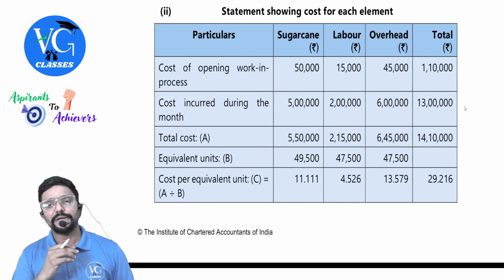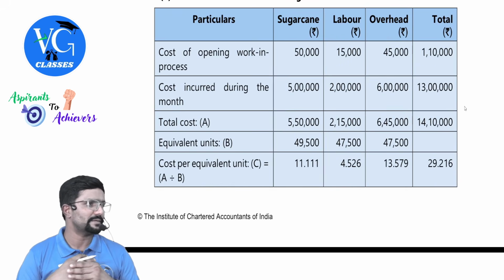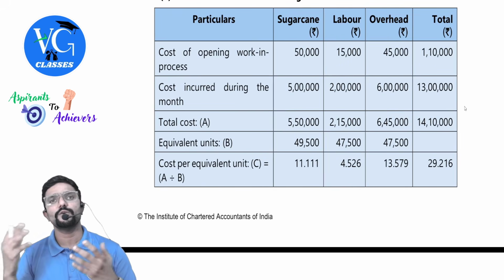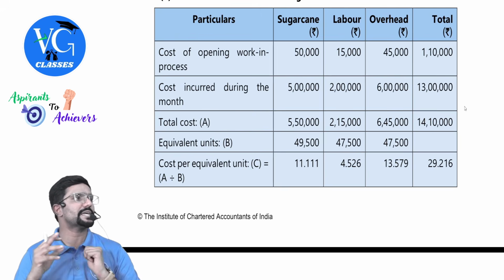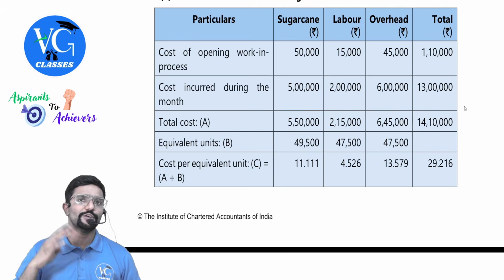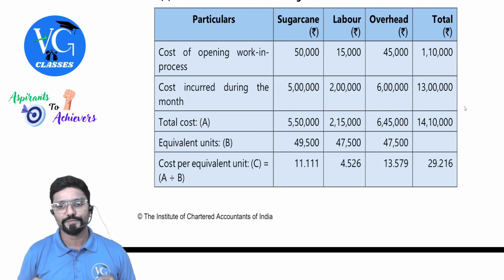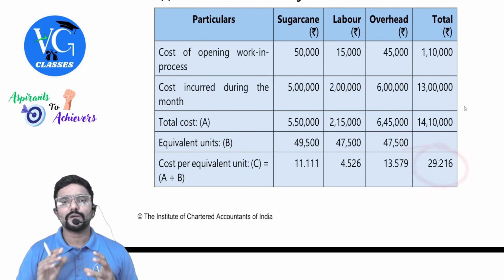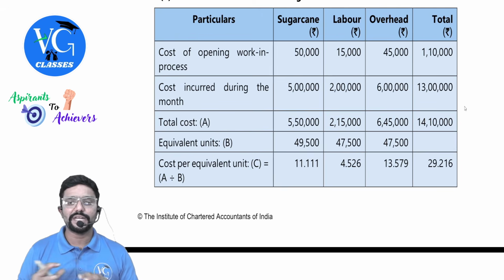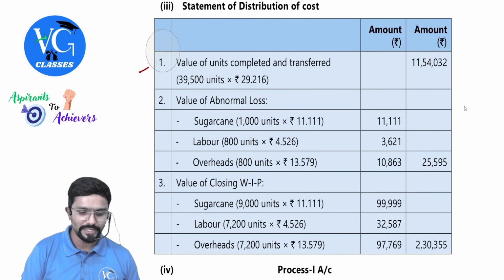Cost per equivalent unit. They have taken three decimals. Even if you take 2 decimals, it's fine. But if the third decimal is 5 or more, round off the second decimal to the next number. Sir, what if you are taking 3 decimals? There also, same story. If the fourth decimal is 5 or more, round off the third decimal to the next number. The total cost per equivalent unit is 29 rupees point 216, guys.